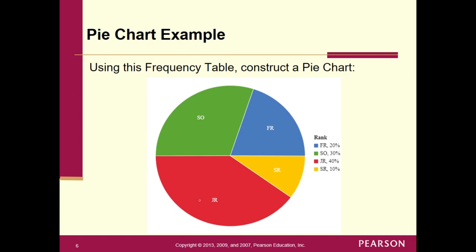So it looks like we have mostly juniors. The least amount in the group looks like seniors, and that's confirmed by these percentages over here: 40%, 10%.